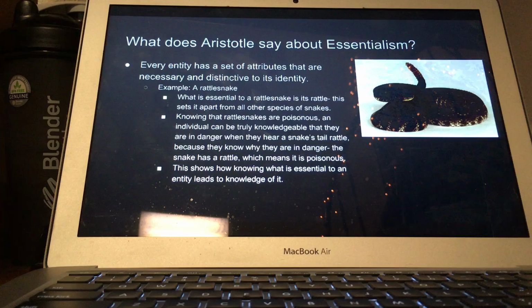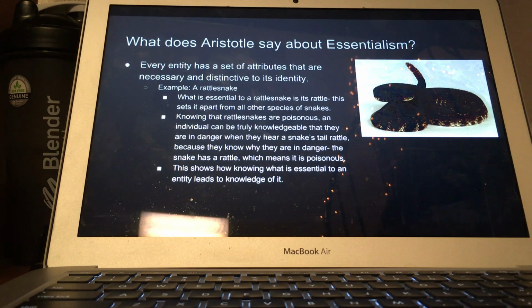Aristotle's essentialism states that every entity has a set of attributes that are necessary and distinctive to its identity and place in the world. These attributes set the entity apart from other entities and are what makes it essential. Determining what is essential to any entity is crucial because it allows us to know more than just what something is. It allows one to know what makes the entity what it is. Understanding this helps one understand why something does what it does, which leads to true knowledge.